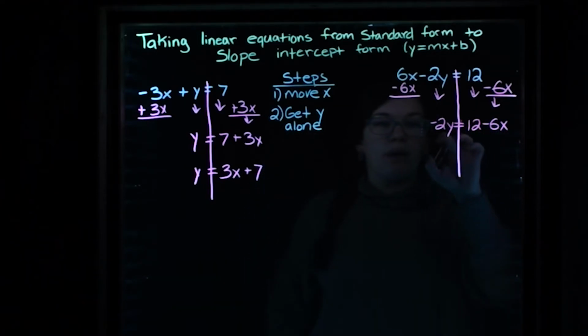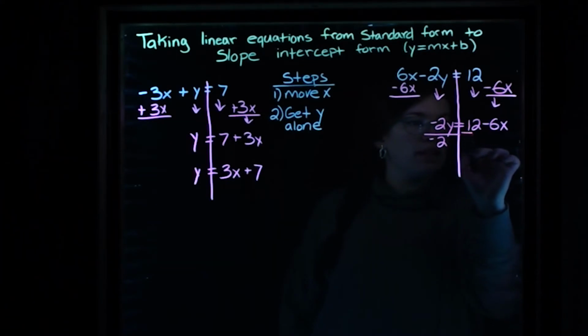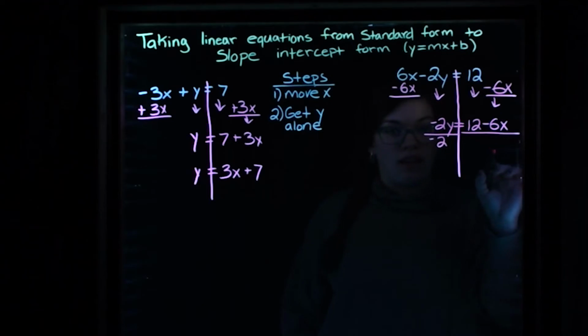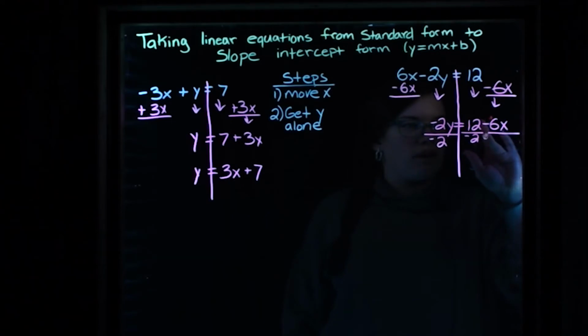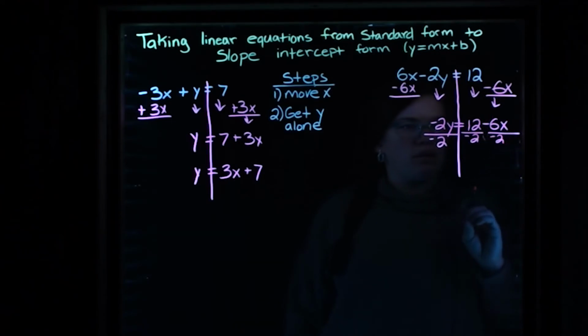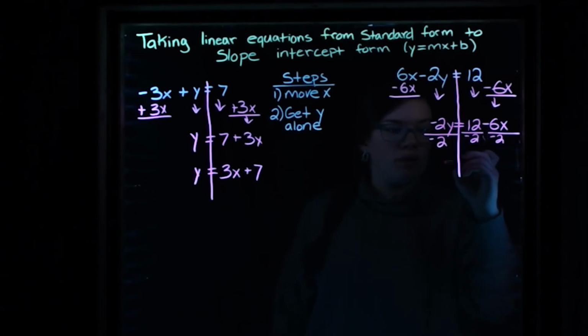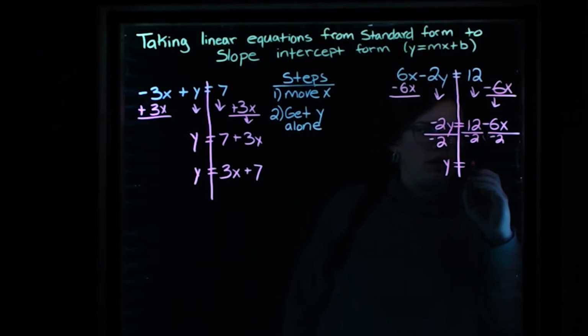My second step, I've got to get my y alone. So to get anything alone, I'm going to divide, since it's attached by multiplication. Now I have to divide this entire thing by -2. I like to separate it, so I make sure I do both. So now -2 divided by -2 is 1, so I'm just going to rewrite the y. 12 divided by -2 is -6. And then -6 divided by -2 is 3.